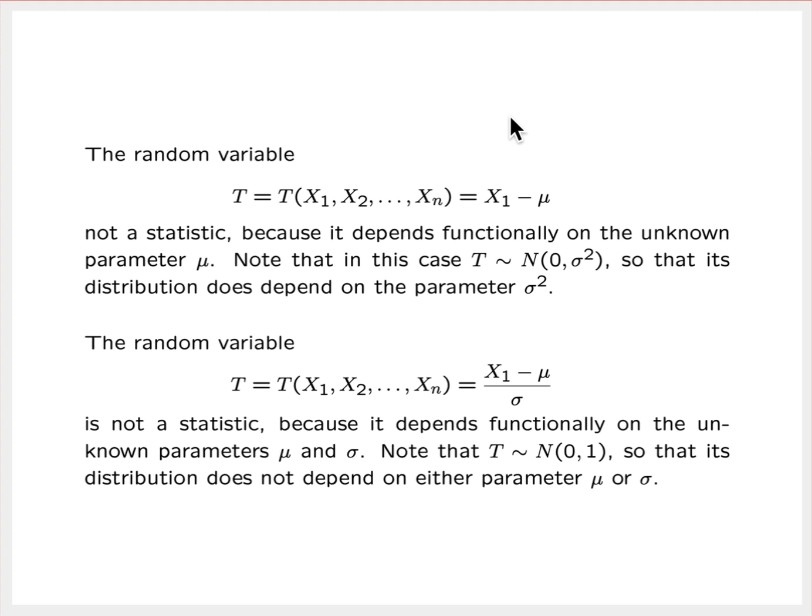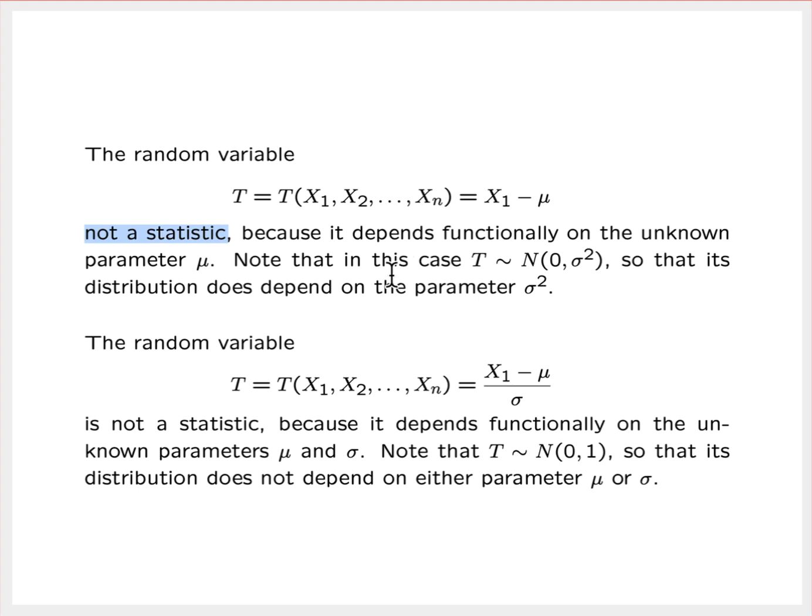Now let's consider another example. Let the statistic T, which again is a function of the sample, be equal to x1, the first obtained value, minus mu, which is unknown. Since the calculation of this statistic depends on an unknown parameter, while this is a random variable, because it's a function of the random sample, it's not a statistic, because its calculation depends on the unknown parameter mu.